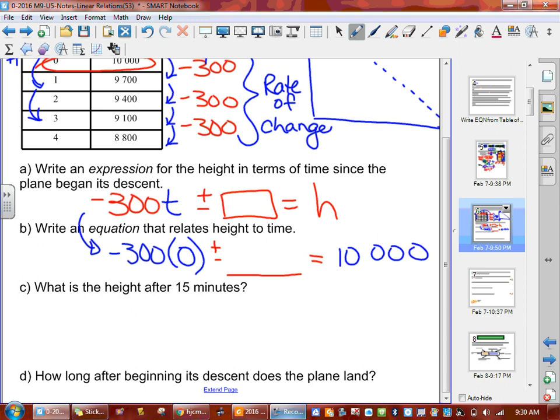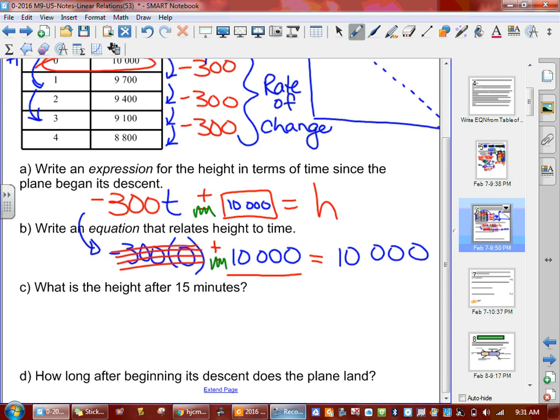So what do you have to add to 0 to get 10,000? 10,000. Okay, so now we know the number that goes in that box. Now are we going to add 10,000 or subtract 10,000? 0 plus or subtract what gives me 10,000? Plus, we're going to add it. So we can cross off our subtract sign, and we know now that 10,000 goes in my box. So my equation is negative 300t, for x, plus 10,000 gives me the height of my plane.